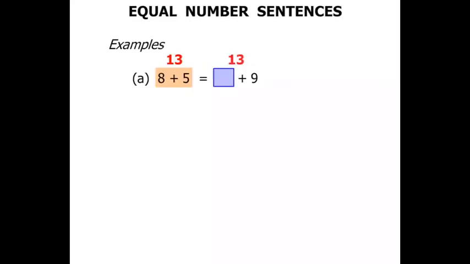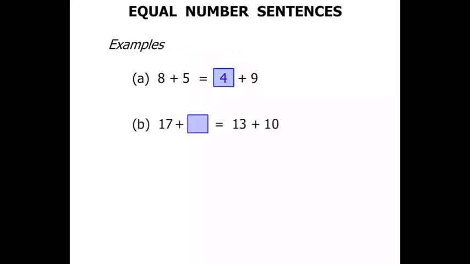In this lesson, we do some work on equal number sentences. The first one we've got 8 plus 5 equals something plus 9. Now you can see those numbers there on the left, 8 plus 5, we know that equals 13. So we've got one side equals 13, we've got to make sure the other side is equal to 13 as well. So we've got to ask ourselves, something plus 9 makes 13. Well, that something is 4.